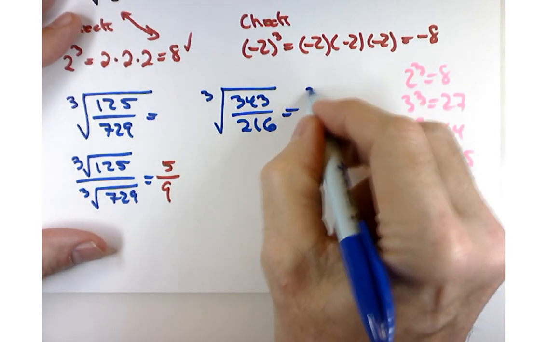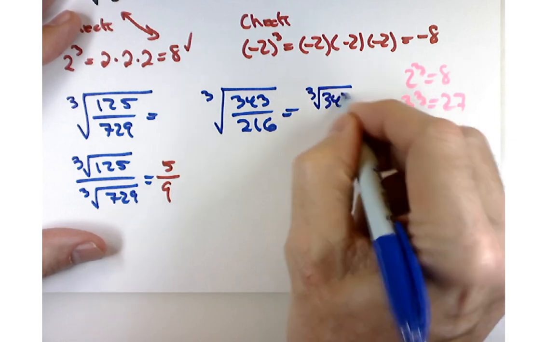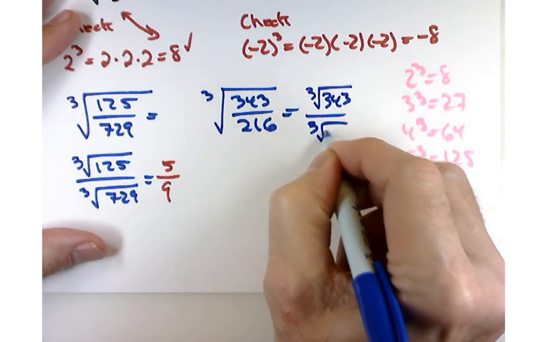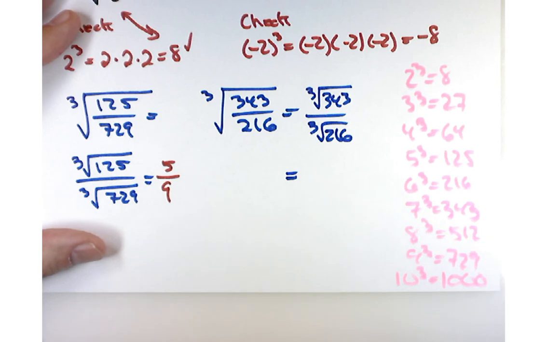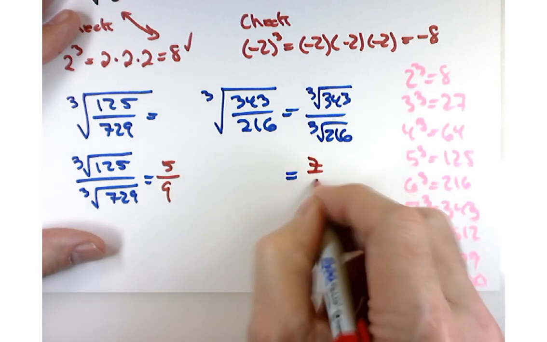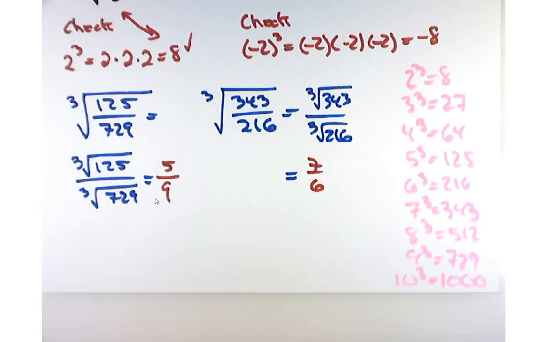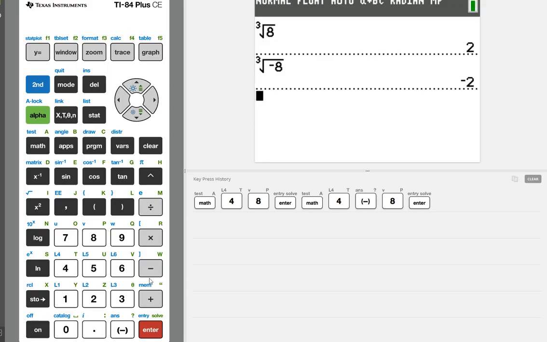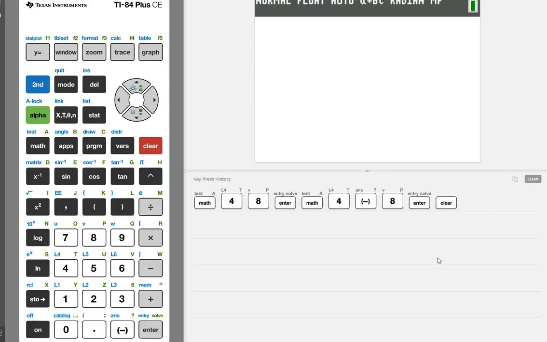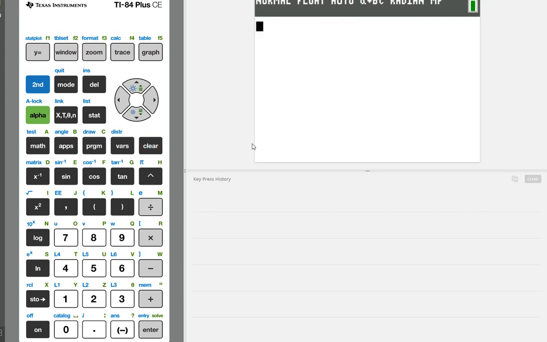Gustavo, let's do this next one. What are each of these cube roots? 7 over 6. Nice, 7 over 6. Now, just an FYI and reminder, you don't have to be a mathematical genius to be able to get these cube root problems right.